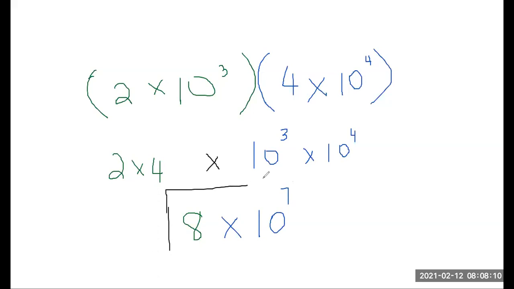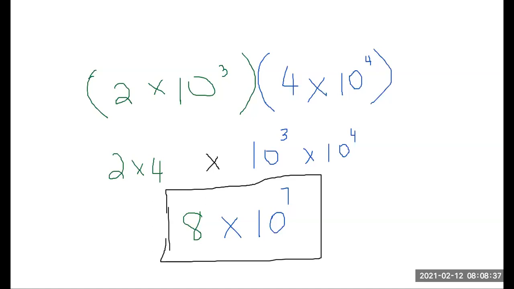So I multiplied the first part, the coefficient, 2 and 4, technically the coefficient. And then I multiplied 10 to the third and 10 to the fourth. We have to realize that in order for me to add the indices, the 3 and the 4, the base has to be the same. So the base has to be 10. That's how we multiply scientific notation.